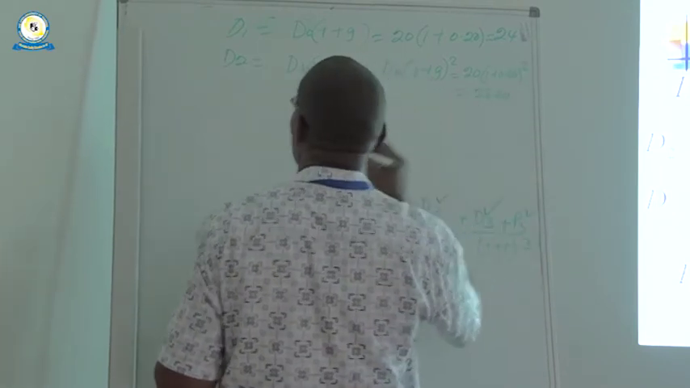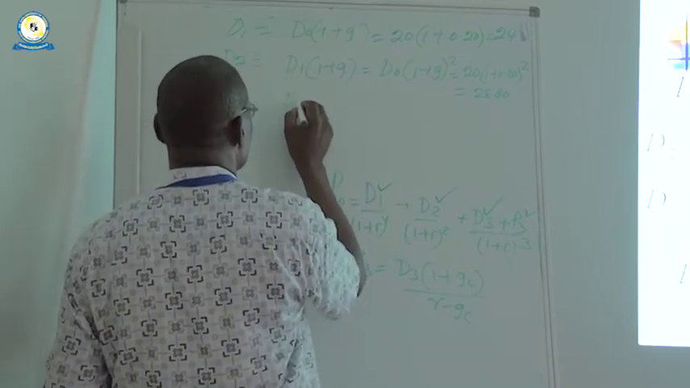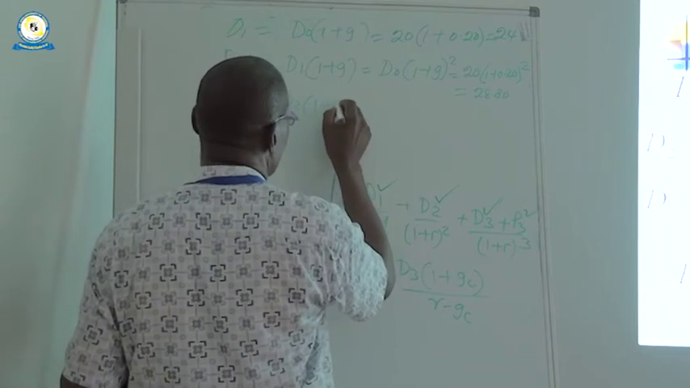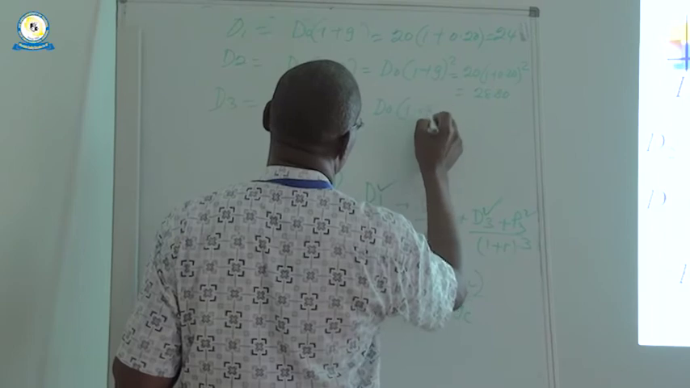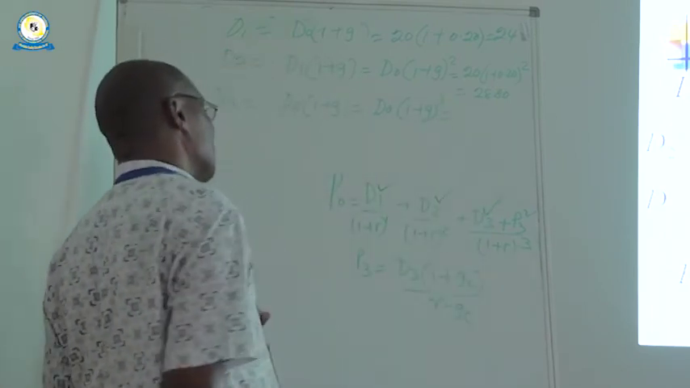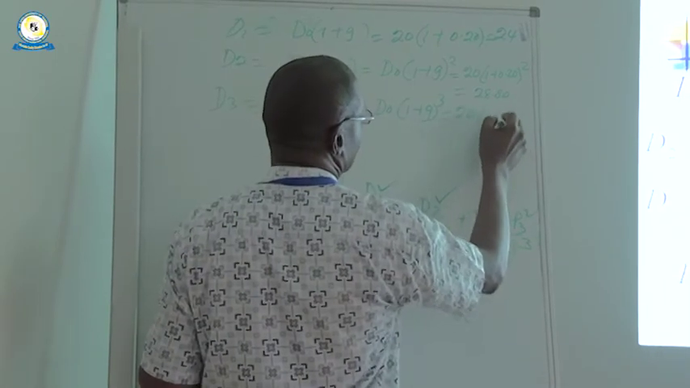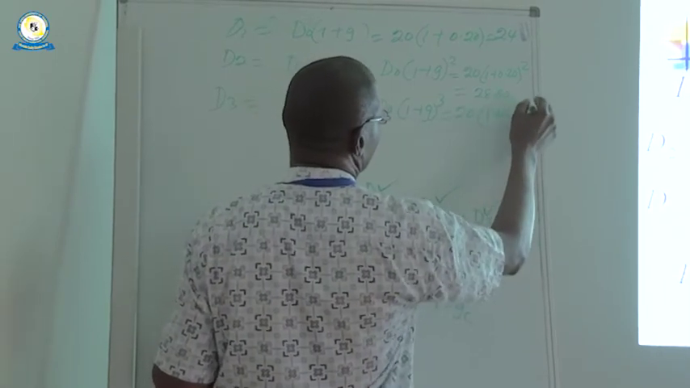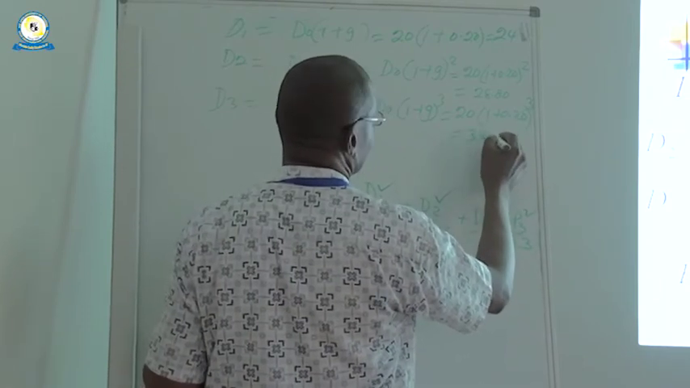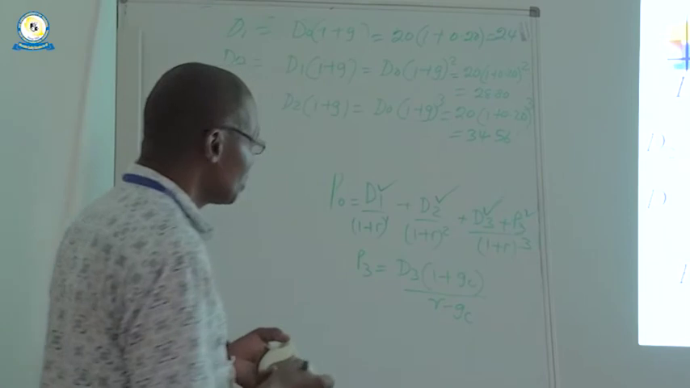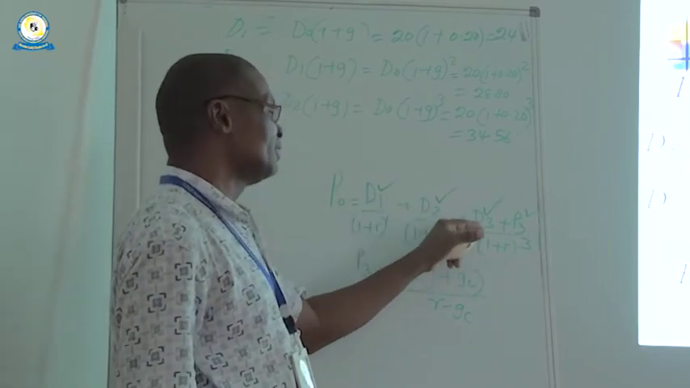28.86. D3 is equal to D2 times 1 plus G, or D naught times 1 plus G power 3. In this case, you take 20 times 1 plus 0.20 power 3, which equals 24.256. Now, we have D1, we have D2, we have D3.